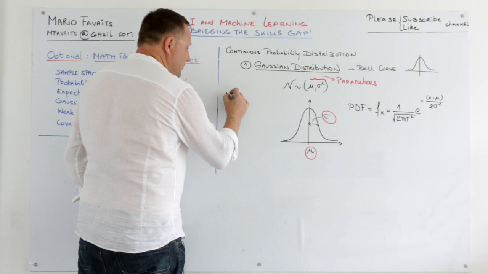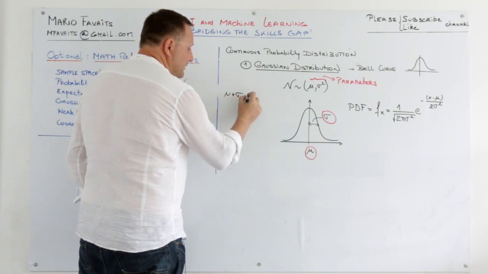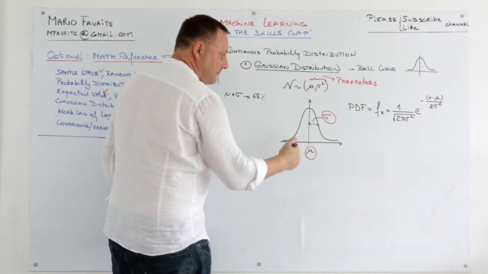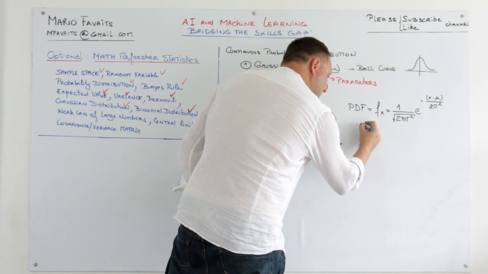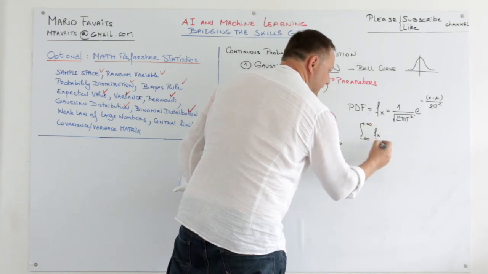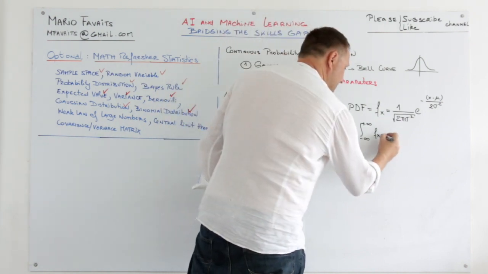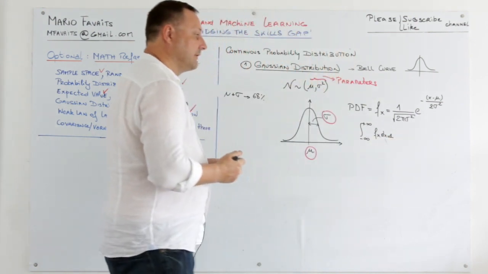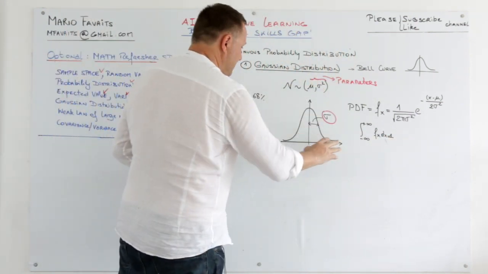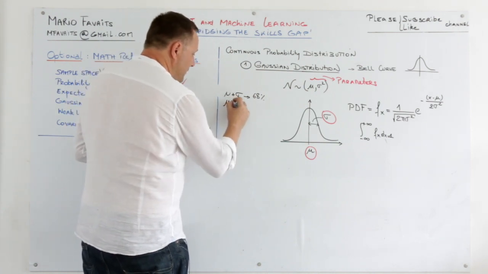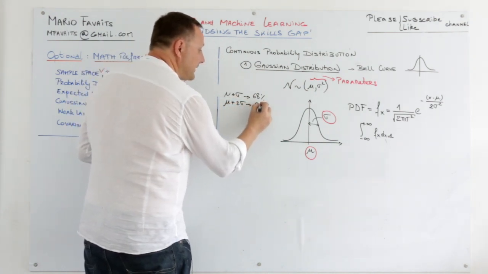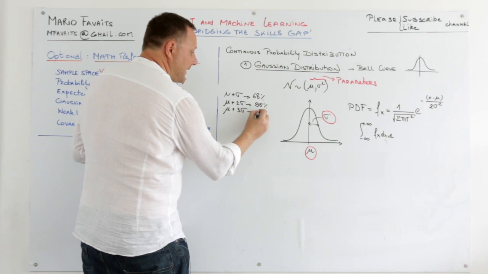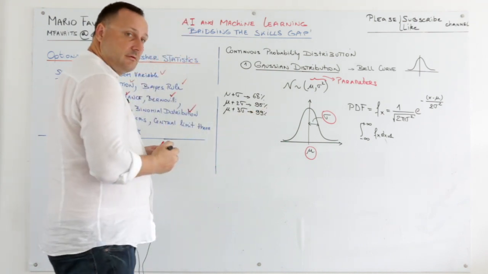If you take mu plus or minus sigma, you probably have 68% of all the data. You know the integral from minus infinity to plus infinity of f(x) dx equals 1, so the surface under this curve is 1. If you take mu plus or minus 2 sigma, you already have 95% of the data. And if you take mu plus or minus 3 sigma, you have 99% of the data covered.